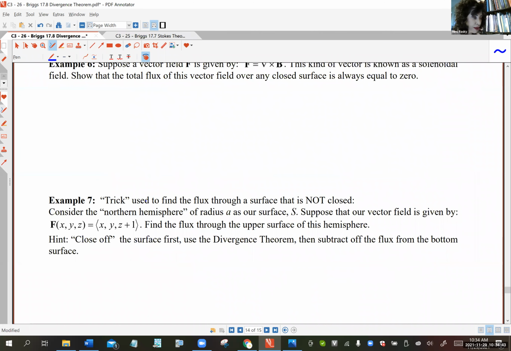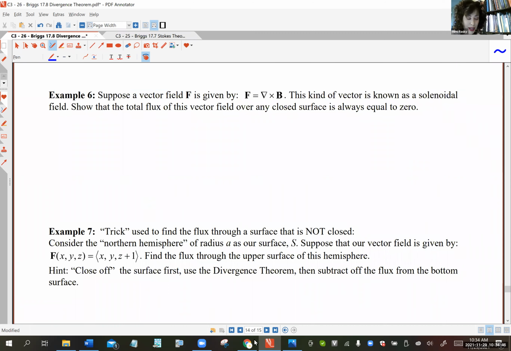Now, the last couple problems here for divergence theorem, I like to show you because they're great. They really make a point here. So example 6, suppose a vector field F is given by F equals that differential operator cross product with B. Now remember, that means the same as curl of B, where B is some other vector field. So remember, curl of a vector field is itself a vector field. So this vector field F is just the vector field given by taking the curl of some other vector field named B.